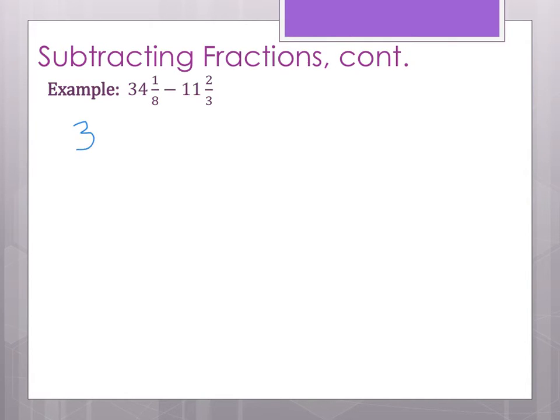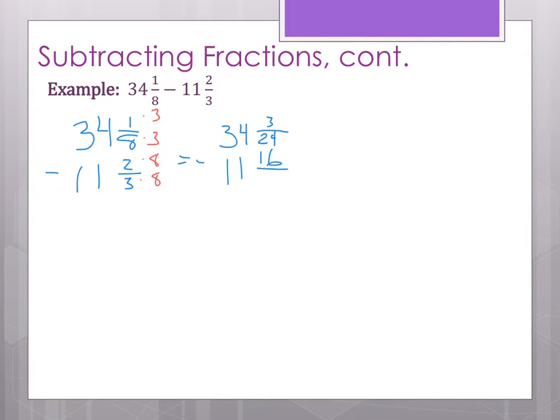We'll rewrite the problem. 34 and 1/8 minus 11 and 2/3, and start by finding our common denominator, which is going to be 24. So we multiply the 8 by 3 and the 1 by 3, and the 3 by 8 and the 2 by 8. And when I rewrite this problem, I get 34 and 3/24 minus 11 and 16/24.